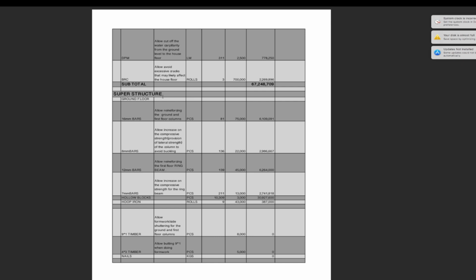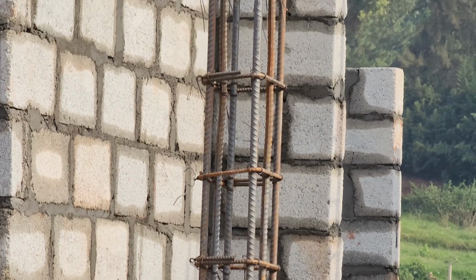Now under our superstructure we bought 16mm bars. These were used for reinforcing the first floor and ground floor columns. We bought 81 pieces. Each piece cost us 75,000 shillings, and that was 6,109,000 shillings.